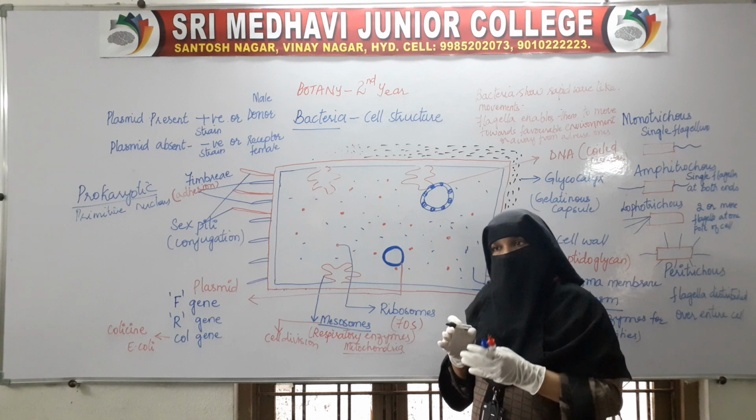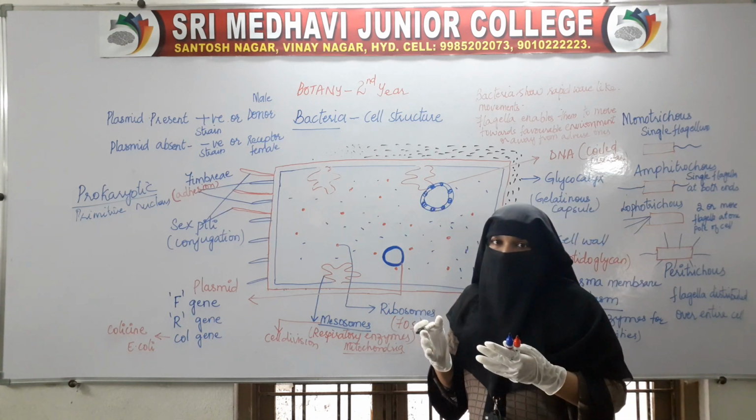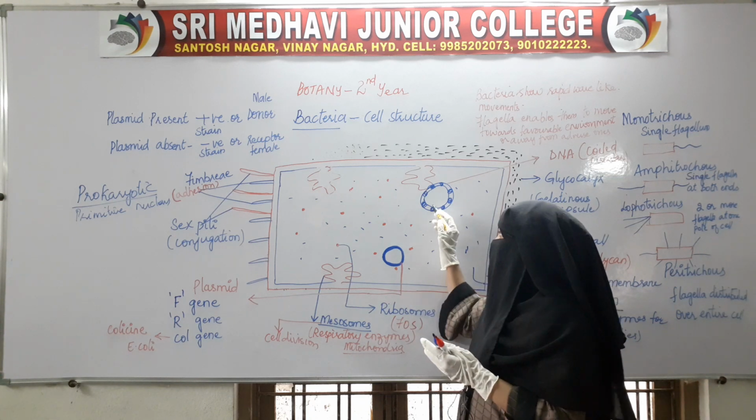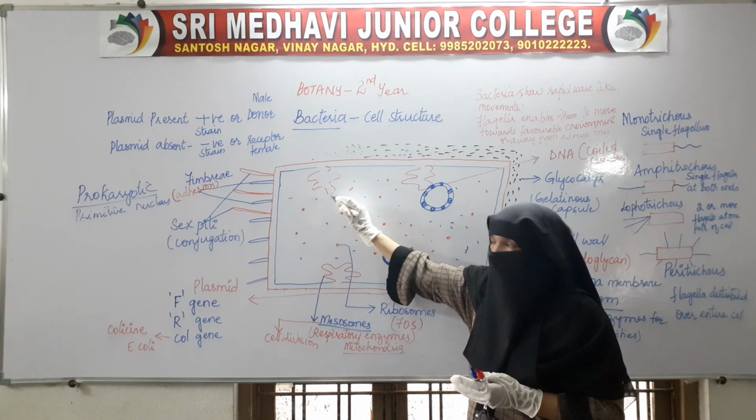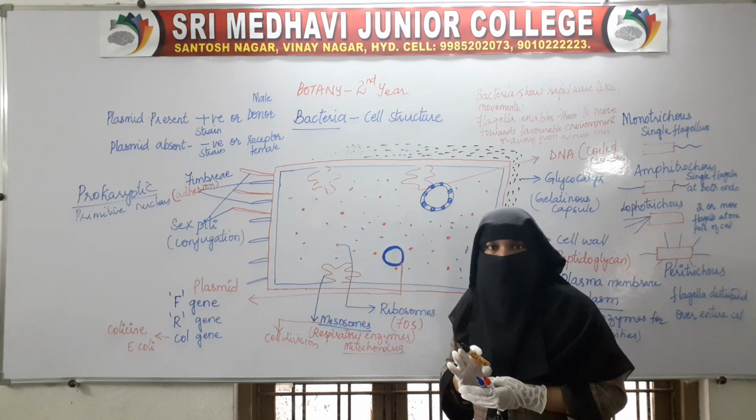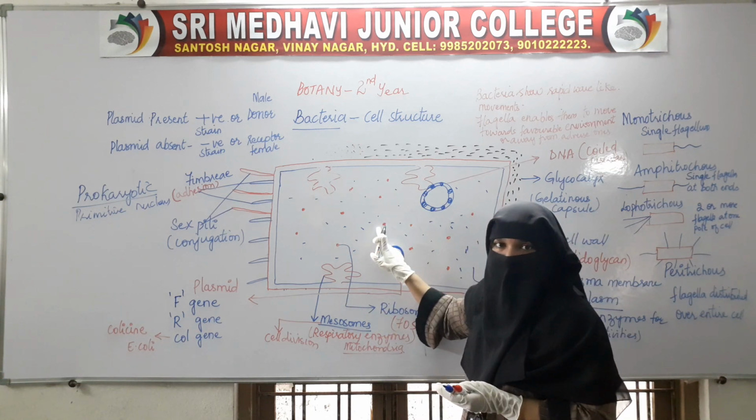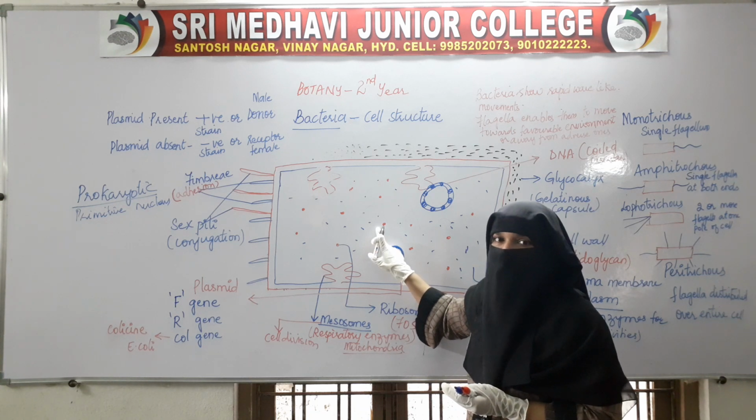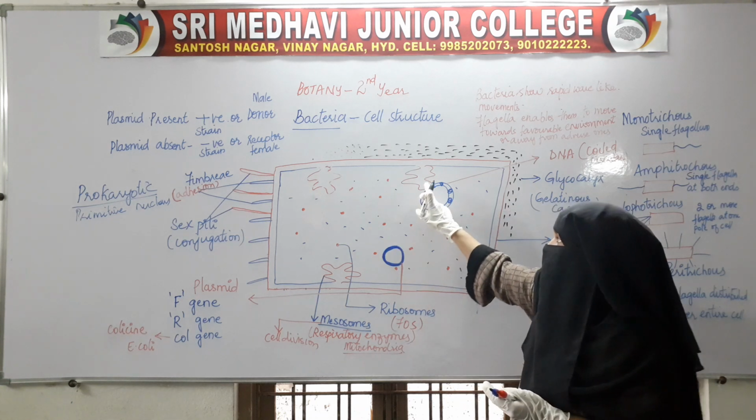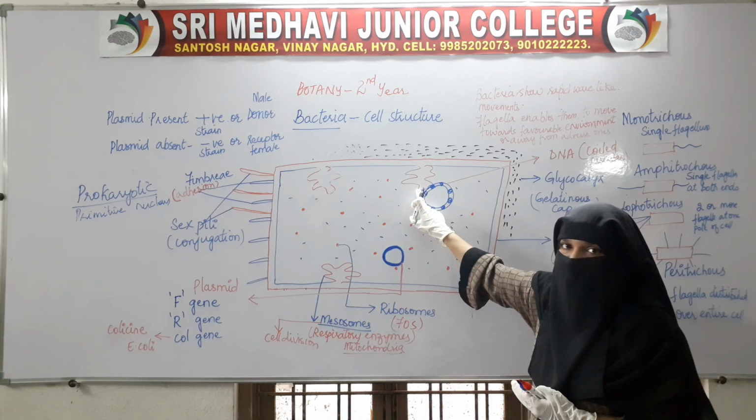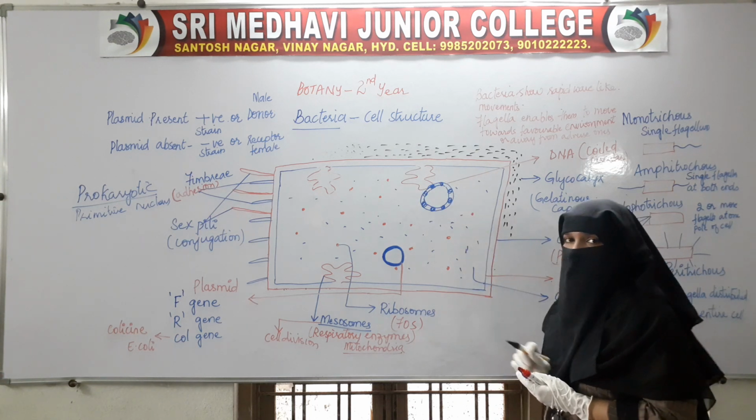mesosomes. And for the process of division, the circular DNA makes one more copy, it duplicates itself, and that copy will be attached to another mesosome, and the cell will divide after that. But if it is not dividing, the DNA will be present in the center, and at the time of cell division, the DNA will be attached to the mesosomes.